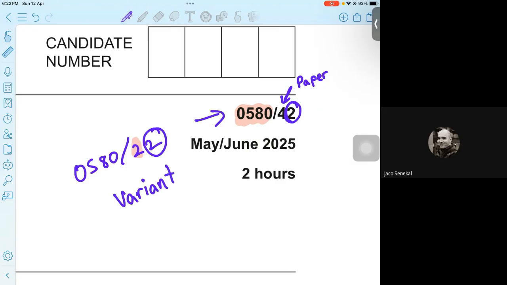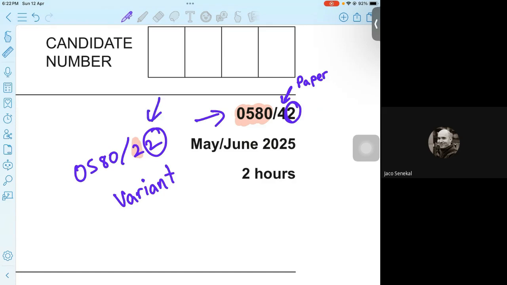So there might be 4.1, 4.2, and 4.3. For every single exam component and exam paper, there's exactly 3 variants. So your paper 1 should have paper 11, paper 12, paper 13. Your paper 2 should have paper 21, 22, 23. Only the February-March exam session has just one variant of 2.2, 4.2, basically the variant 2.